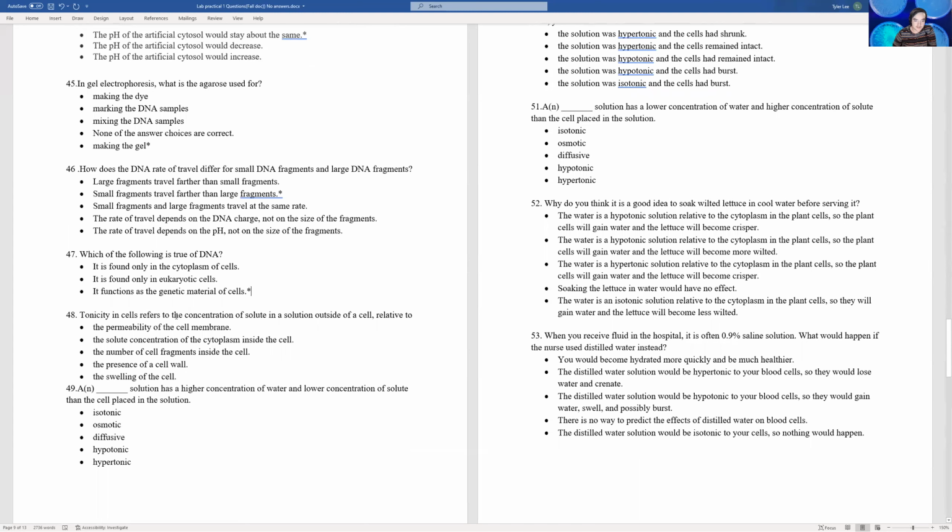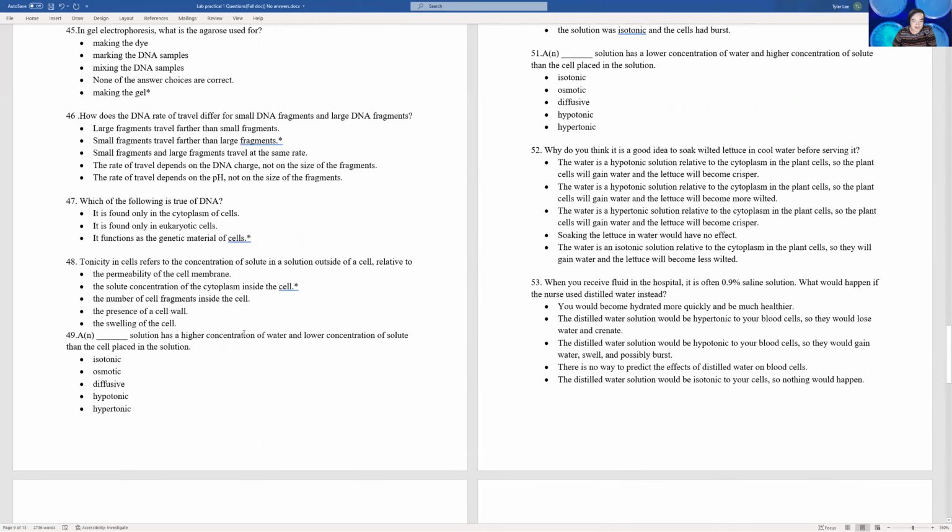Tonicity in cells refers to the concentration of solute in a solution outside of a cell relative to the solute concentration of the cytoplasm inside the cell. So tonicity is all about the concentration of dissolved solutes within a solution. So the concentration of solutes outside of the cell, versus the solute concentration inside the cell. So solute concentration outside versus solute concentration inside.